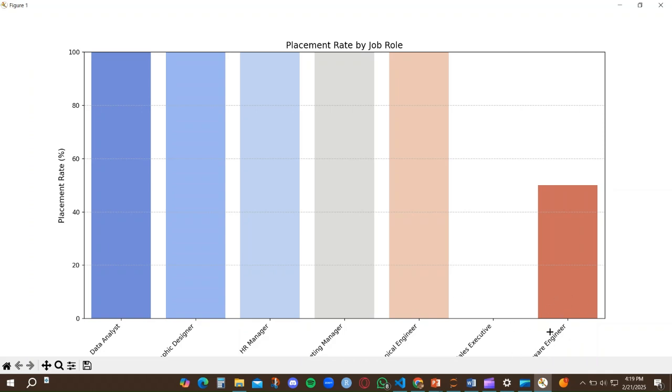Again, like we had seen in the IT with the low placement rate, we see the software engineer role being less. Similarly, the sales executive has almost 0% placement rate. This indicates that the demand is not as much or the skills are not on par. Same thing with software engineer.